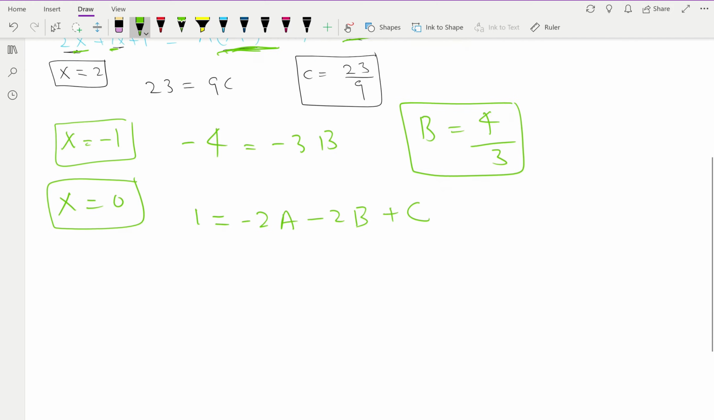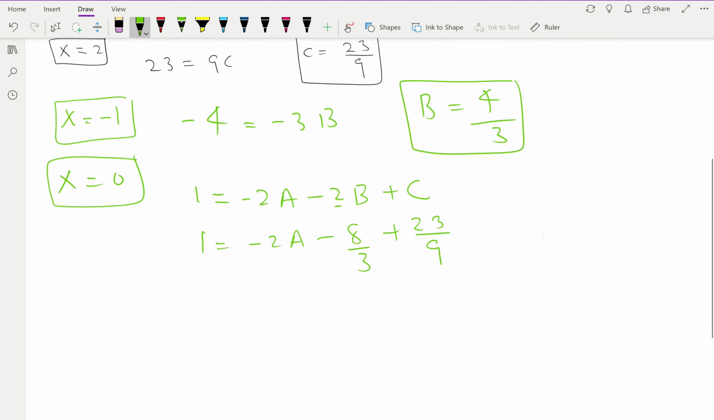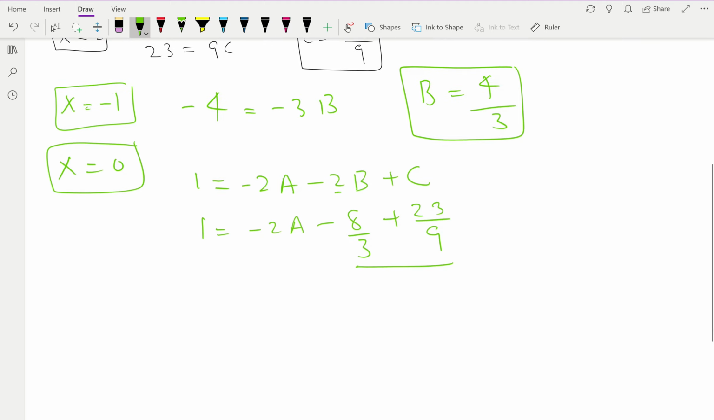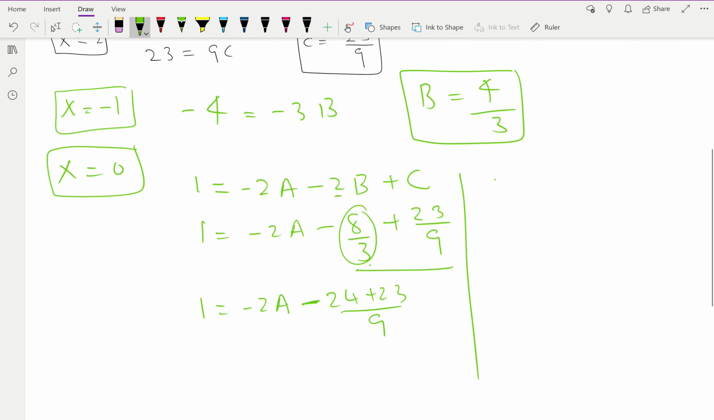So we know b and c already. 1 equals negative 2a, negative 8 over 3 if you multiply b by negative 2, plus c is 23 over 9. Okay, so we can simplify these two numbers. Here, if you make the denominator 9, it will be negative 24 plus 23 over 9, so it's negative 1 over 9. So 1 is equal to negative 2a, negative 1 over 9.